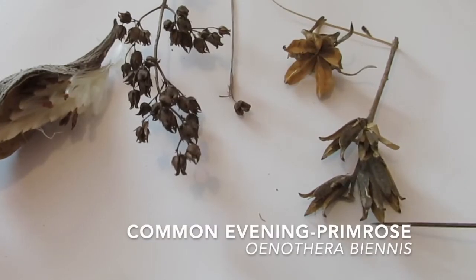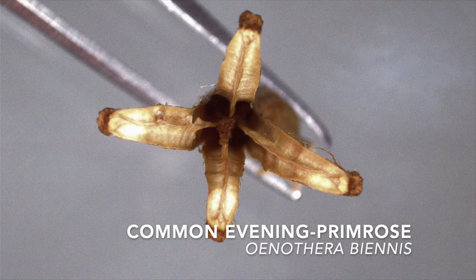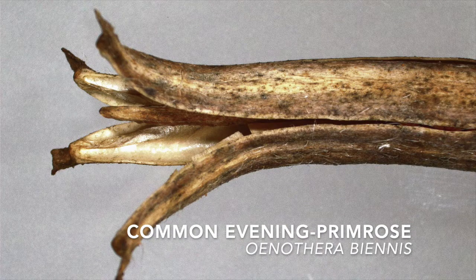On the right, this is common evening primrose. Its capsule has 4 chambers, and you can see how it has divided along 4 seams.